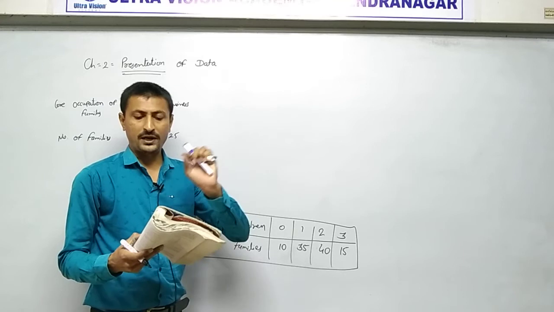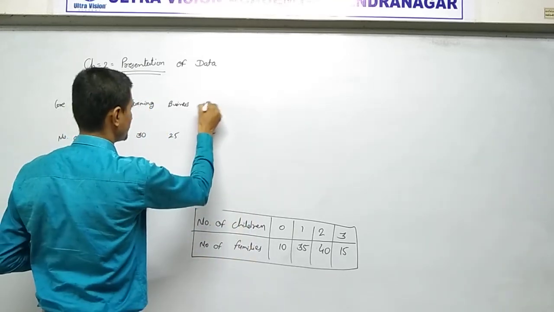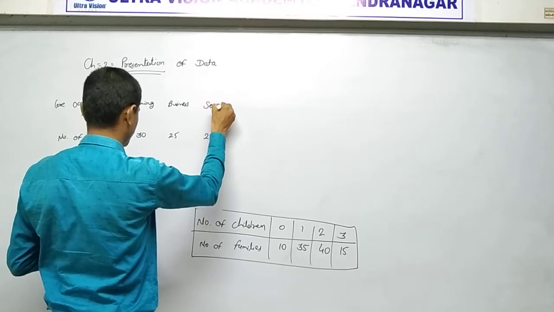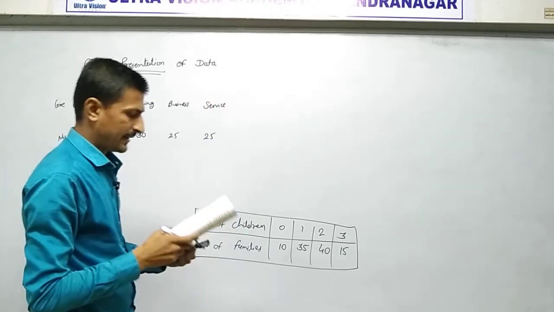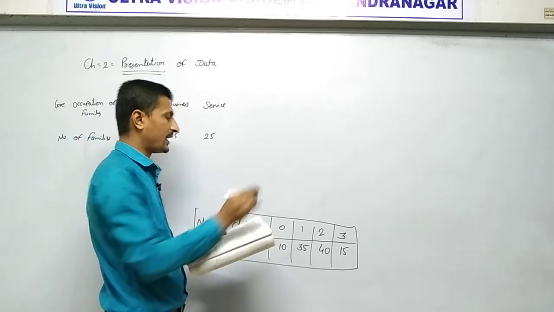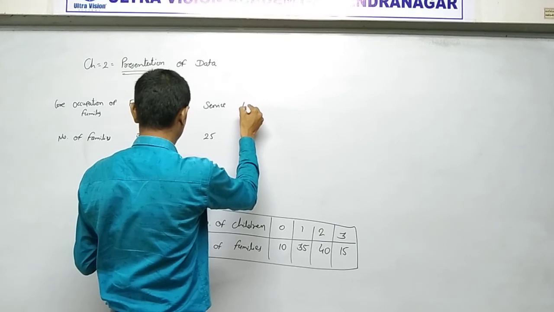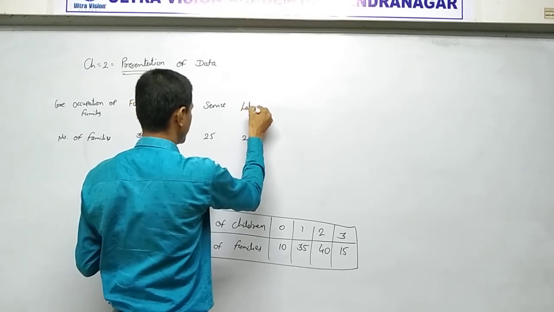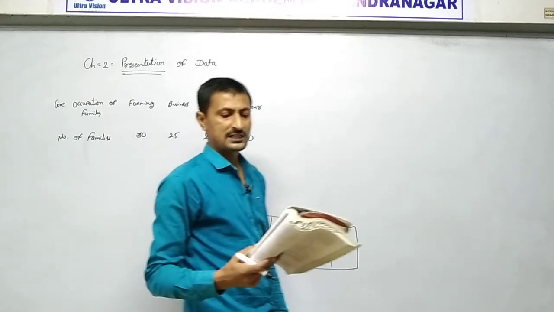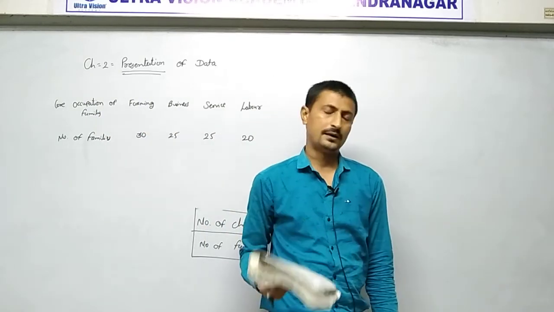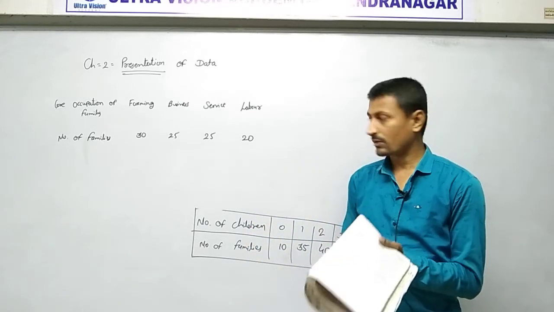Core occupation of 25 families is service, and the core occupation of the remaining 20 families is labor. This is also called classification and can be represented as under: tabulation of 100 families with reference to their core occupation.